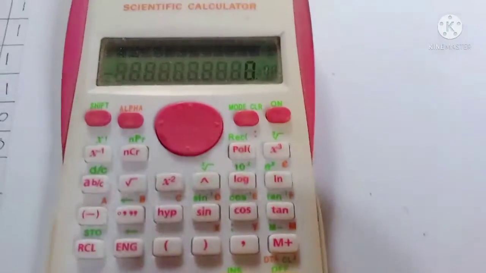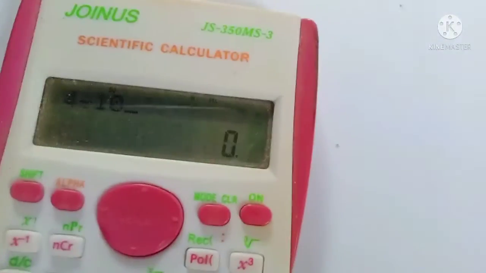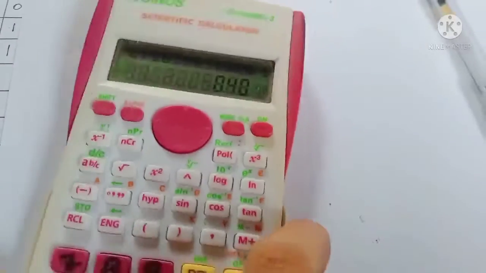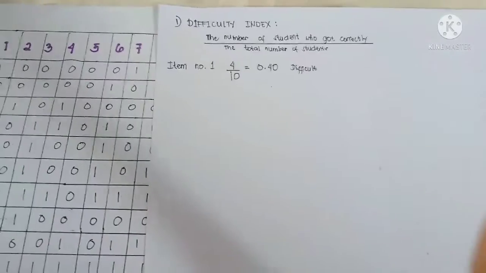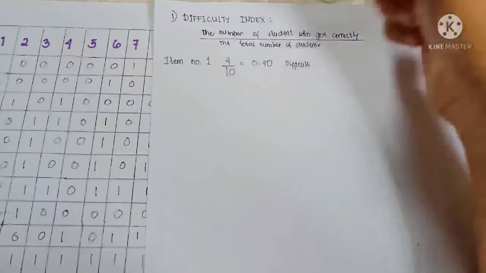Four divided by 10 is 0.40. So the range level of 0.40 is difficult.